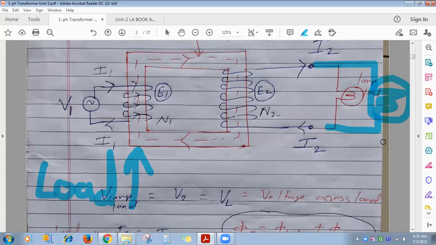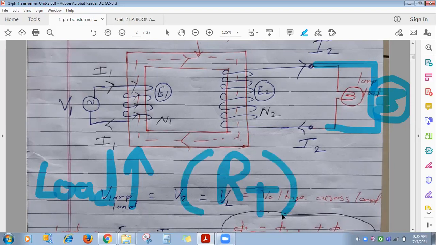Increased load will require increased power or less power? Increased power, isn't it? It requires increased power. Now the load you are increasing gets connected in parallel. So what will happen with the total load resistance? We are not talking about the resistance of the copper winding. R1, R2, the resistances of the primary and secondary copper winding, are different things. We are talking about the load resistance.